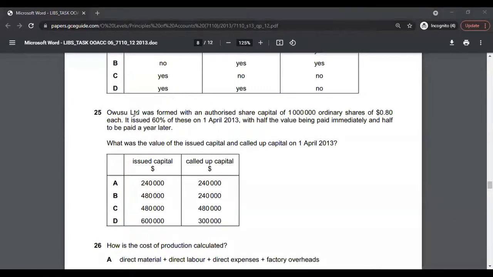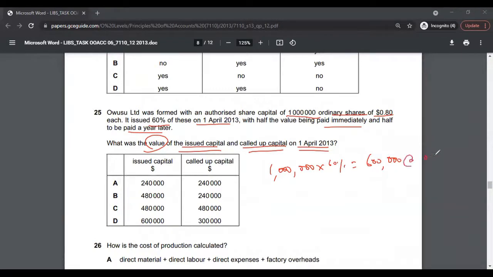Multiple choice 25. OSU Limited was formed with an authorized share capital of 1 million ordinary shares at 0.8 or 8 cents each. It issued 60% of these on 1st April 2013, with half the value being paid immediately and half to be paid a year later. What was the value of the issued capital and called up capital on 1st April 2013? So 1 million times 60% was issued. That means 600,000 shares were issued. It had a value of 8 cents. That means it has an issued share capital of 480,000.